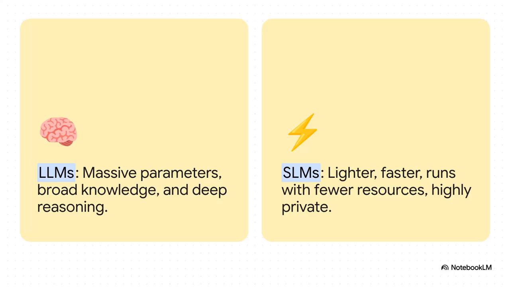Depending on what we're trying to achieve, we process these tokens using different scales of models. Large language models, or LLMs, are absolutely massive. They have hundreds of billions of parameters, incredibly broad knowledge, and deep reasoning capabilities. But on the flip side, we have small language models, or SLMs. These are much lighter, much faster, and run with way fewer resources. You can sometimes even run them directly on your smartphone, which makes them a fantastic, highly private alternative.